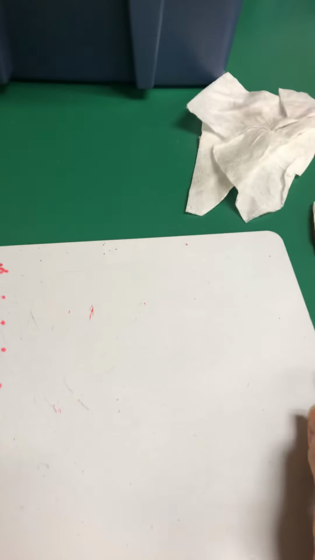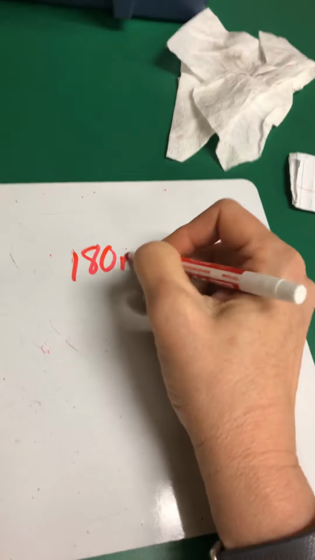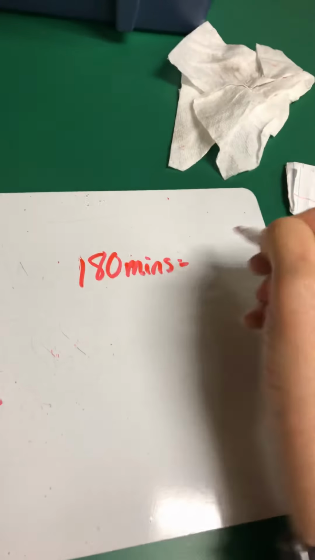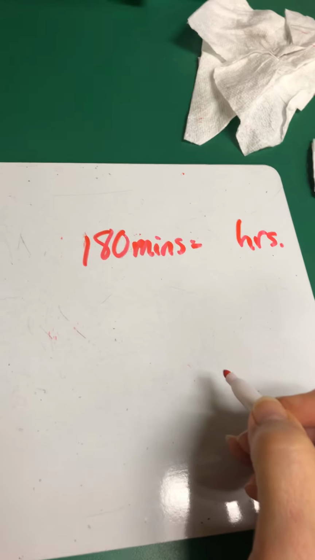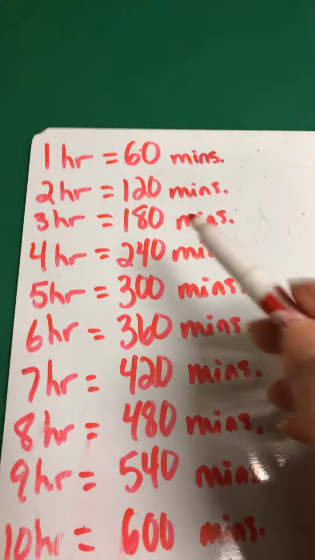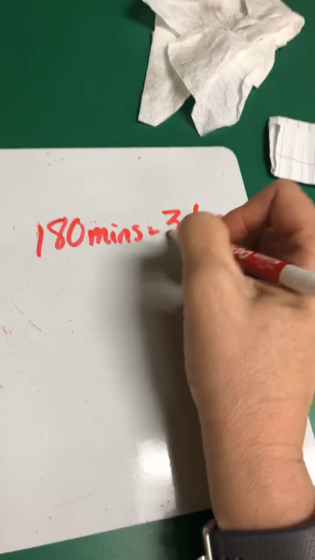But now, remember, it doesn't always go this way. Sometimes you're going to start with minutes. Say I had 180 minutes, and I wondered how many hours that would be. Well, let's come over here. There's 180 minutes. How many hours is that? 3 hours.